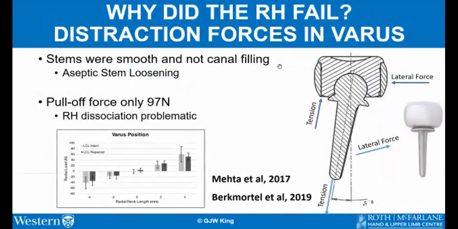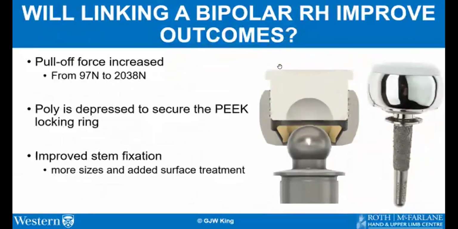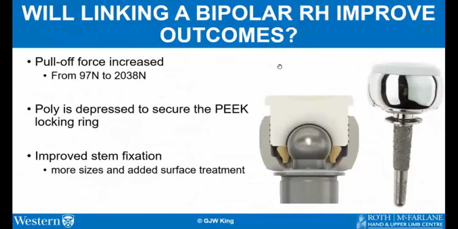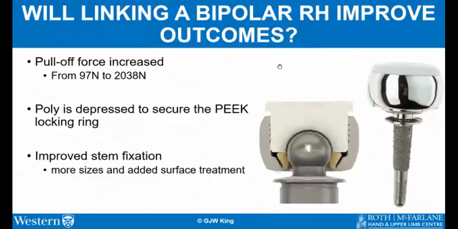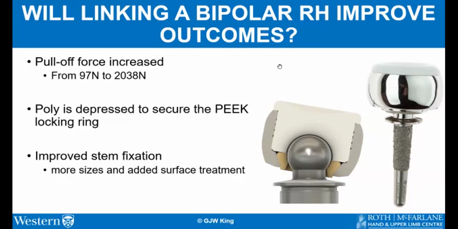Why did the radial head fail? Well, it turns out there's actually distraction forces which occur across the radiocapitellar joint when the arm is in varus. Secondly, the pull-off force or the linkage of this implant was quite weak with only a 97 Newton failure rate. This design has now been improved to increase the pull-off force to 2,000 newtons by compressing a PEEK ring around the implant to prevent dissociation and essentially turning it into a linked device. We've also focused on improving stem fixation, but we really don't know if this is going to perform any better than our prior device.